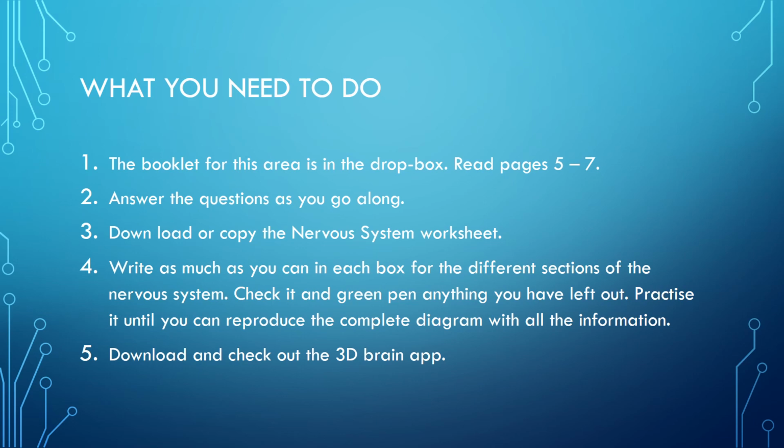Then there is also a copy of the nervous system worksheet. Download it or simply copy it onto a piece of paper. What you have to do is write as much as you can in each box for all the different sections of the nervous system. Do it from memory, and when you've done it, check back with the information, and green pen or any colour pen really, anything you've left out. You really do need to practice that until you can reproduce the complete diagram with all the information.